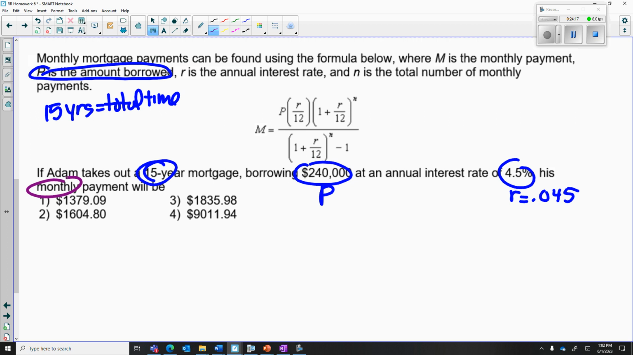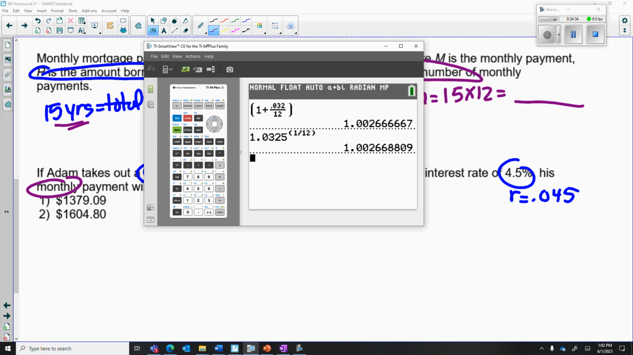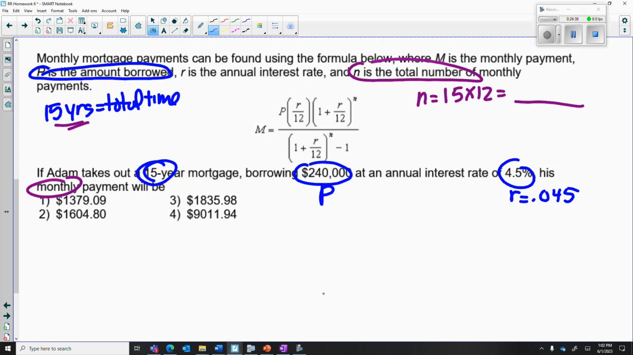Okay, so notice it says that N is the total number of monthly payments. So to get N, we have to take the total time, 15 years, and multiply it by 12 to figure out the total number of monthly payments. So go to your home screen and do 15 times 12, and that's 180 monthly payments. So you actually are going to be paying 180 monthly payments. Sounds like a lot, doesn't it?